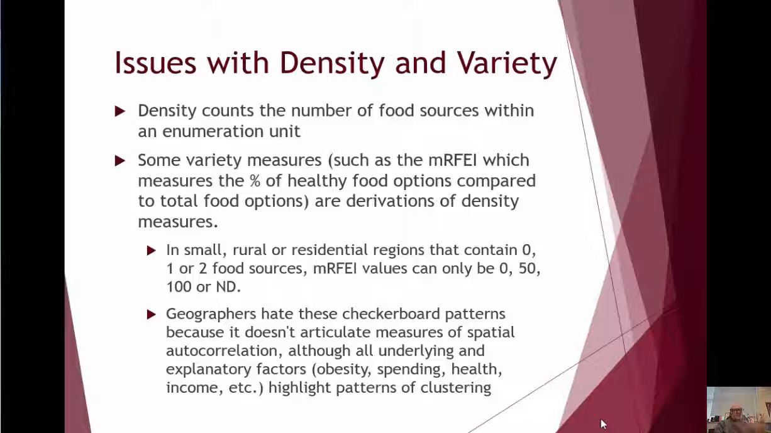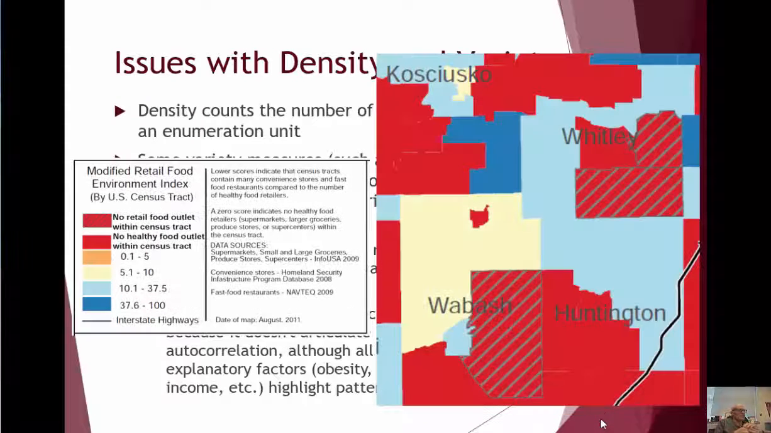If 2 out of 2, it's 100. If 0 out of 2, it's 100. So we have a lot of kind of randomness with those data. Because geographers like me, we hate checkerboard patterns. I don't like looking at checkerboard patterns where we have a red next to a blue next to no data.